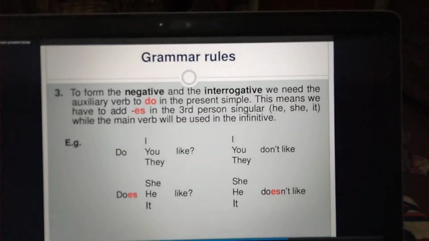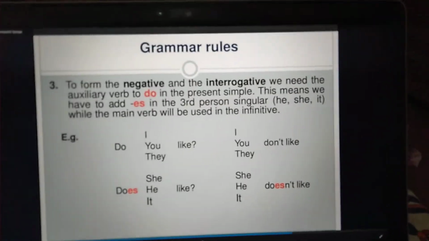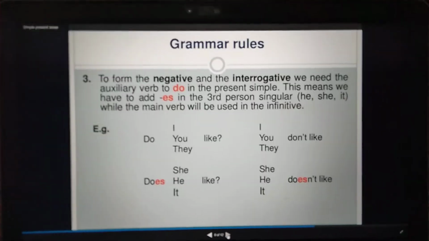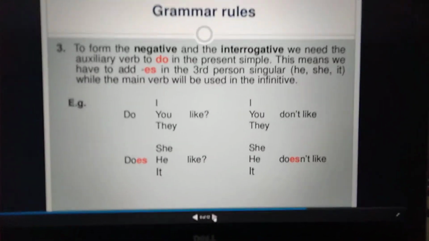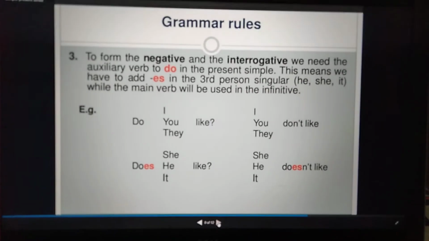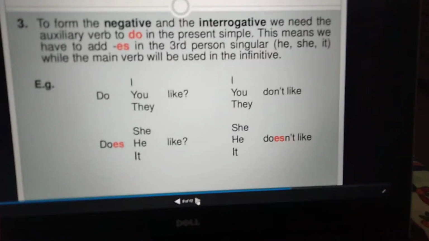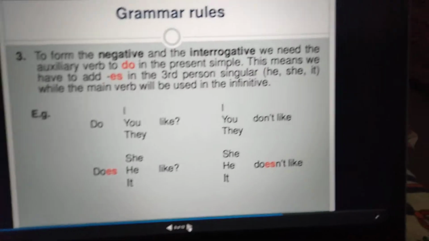Helping verbs are do and does. Do we use with the plural and the first person pronoun I and you, and does we use with the singular, that is he, she, it. Clear?